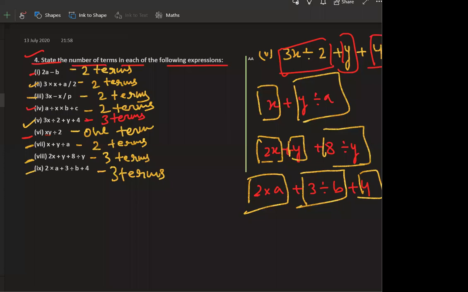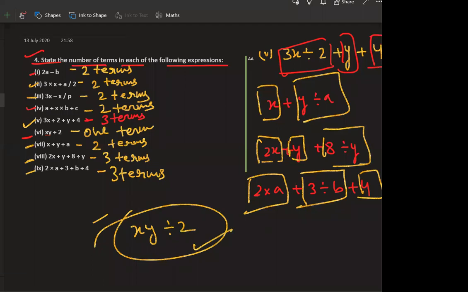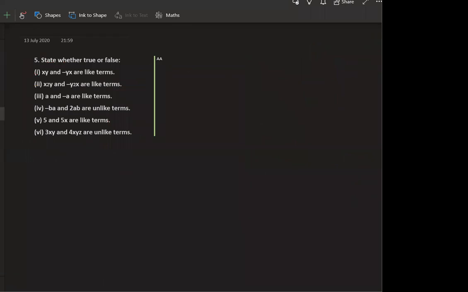Sir, in question 6, there are 2 terms. In question 6, no, how can you say it? In question 6, xy divided by 2, so it is 1 term only, not 2 terms. Because this is not plus, this is divide. 2 terms is not there, Azima. Because I have told you that we do not differentiate terms by divide and multiply, we will do it by plus minus.